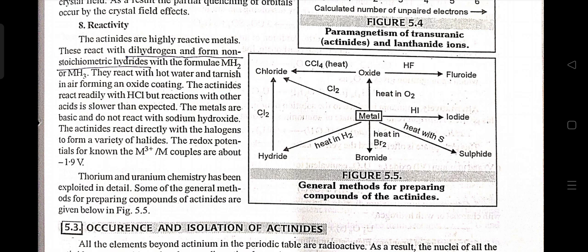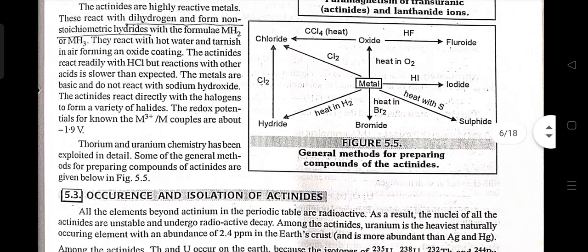Reactivity. The actinides are highly reactive metals. These react with dihydrogen and form non-stoichiometric hydrides with the formula MH2 or MH3. They react with hot water and tarnish in air, forming an oxide coating. The actinides react readily with HCl, but reaction with acid is slower than expected. The metals are basic and do not react with sodium hydroxide. The actinides react directly with the halogens to form a variety of halides. The redox potentials for the known M3+ and M couples are about 1.9 volt.